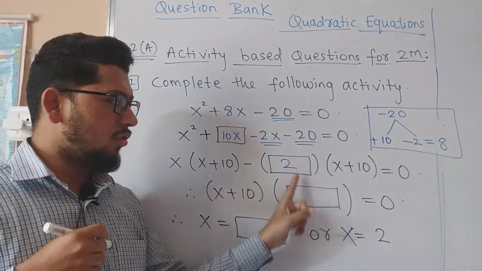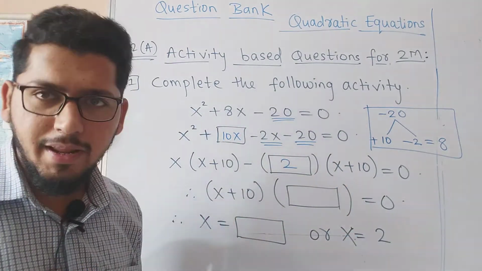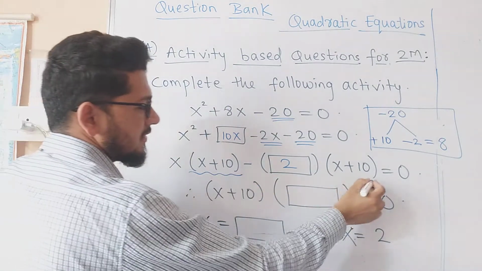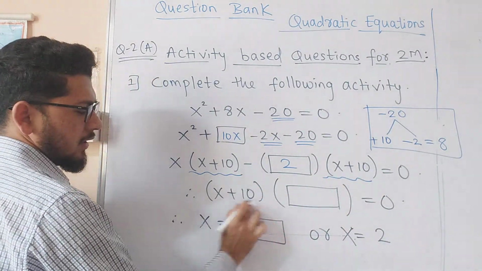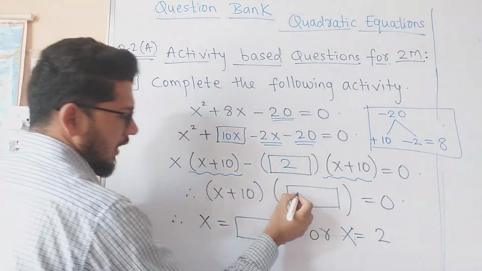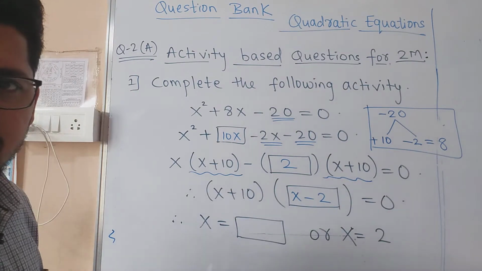When you take 2 as the common part, in the bracket you get x plus 10. After that, x plus 10 is common in both terms. I have written one x plus 10 already, as it is given, and we combine the other terms, so in the other bracket you get x minus 2. What do you get? x minus 2.